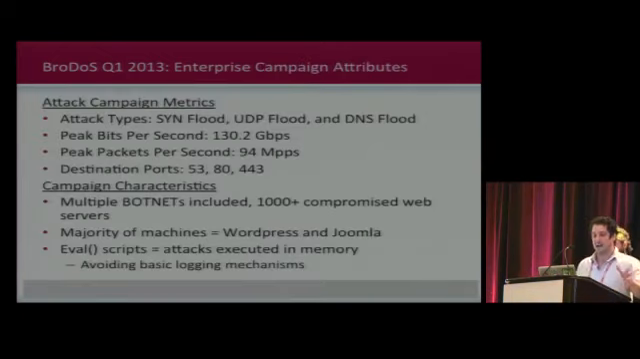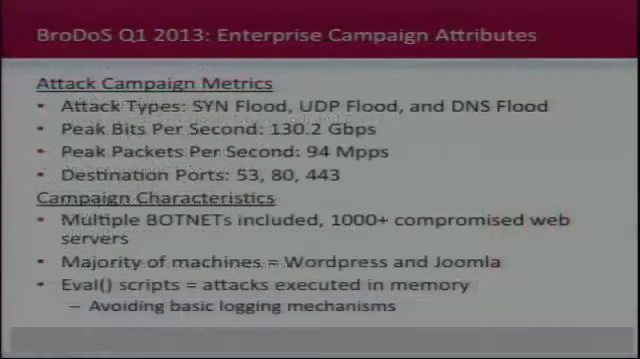And this attack campaign right here had 3 different attack vectors: SYN flood, UDP flood, DNS flood. Accounted for over 130 gigabits per second, over 94 million packets per second. Some destination ports related to the attack types that are utilized within this particular campaign.